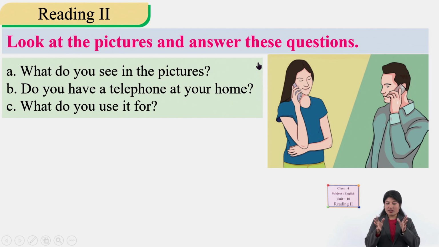Now this is your actual pre-reading exercise of your Reading 2, and again there is a picture. Two people are talking, right? What else do you see? Are they talking directly? Obviously not, right? What do you see in the picture? The first question. We can see two people talking on the phone, right? Do you have a telephone at your home?